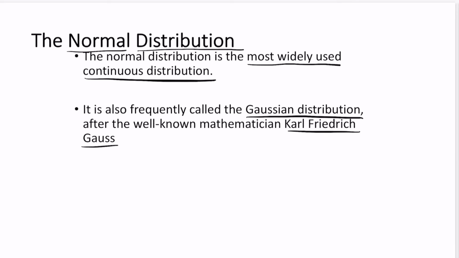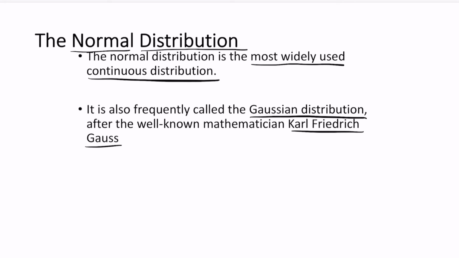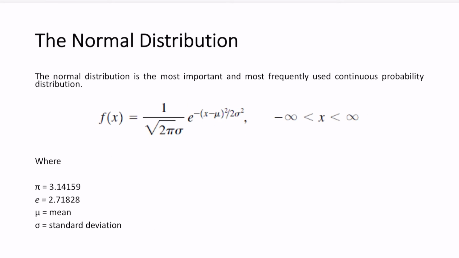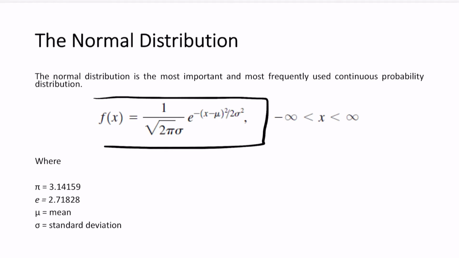If you see Gaussian distribution or normal distribution, both mean the same. Now, what is the normal distribution? This is the equation that represents the probability density function for the normal distribution: 1 by under root 2 pi times sigma into e to the power minus of (x minus mu) square by 2 sigma square. Here, pi is 3.14, e is 2.71, mu represents the mean and sigma represents the standard deviation.